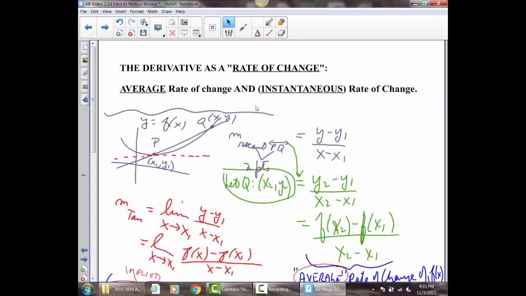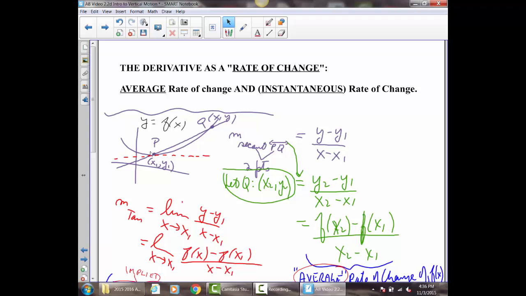Okay, now we're going to look at the derivative as a rate of change, and that's going to bring us into motion. There are two different kinds of rate of change: an average rate of change and an instantaneous rate of change. A rate of change means a unit rate, something per something. Of course, that's what slope is, because slope is the change in y over the change in x, and it is a rate because it is a fraction.